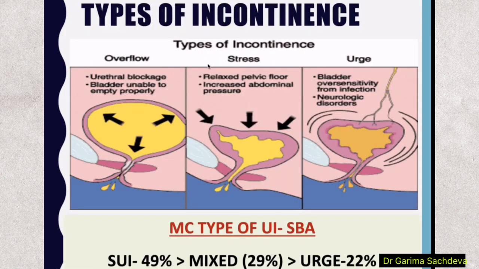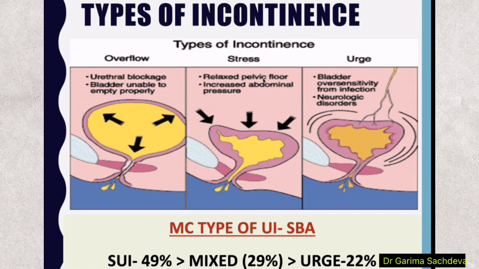Then types of incontinence. So there is overflow incontinence, stress incontinence, urge incontinence. Overflow is when there is blockage at the urethra. So what happens? Because of this blockage, the bladder is not able to empty, and when it is overfull, it starts dribbling. That's overflow.